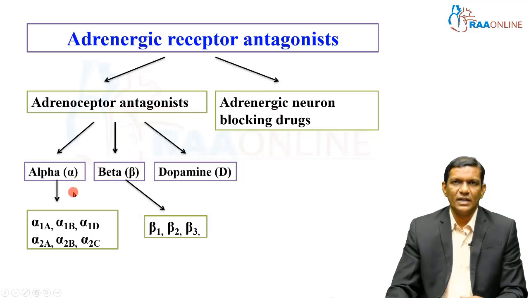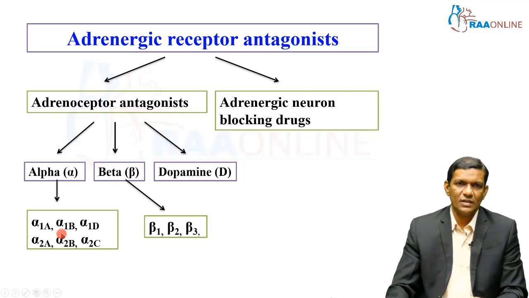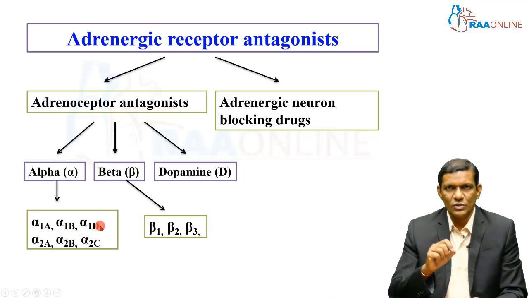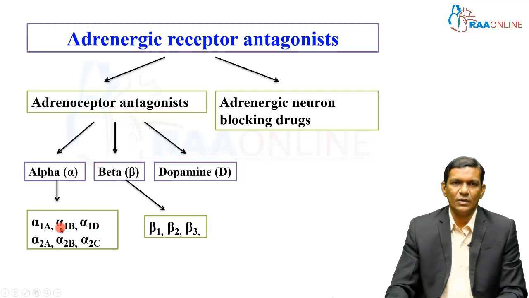Coming to the adrenoceptor antagonists, you have alpha receptors, which can be subdivided into alpha 1A, 1B and 1D. These alpha 1 subtypes are more specifically seen in the blood vessels, so when you stimulate alpha 1 receptors, it leads to vasoconstriction. Alpha 1A as well as alpha 1D are more specifically present in the urinary bladder, so in benign prostatic hypertrophy, a specific alpha 1A or 1D antagonist can be used.